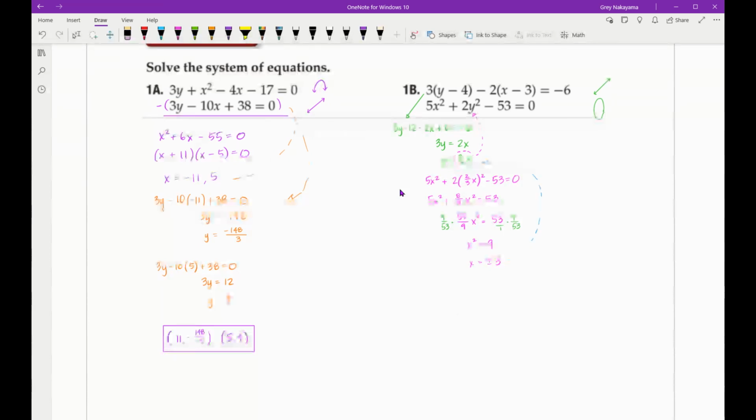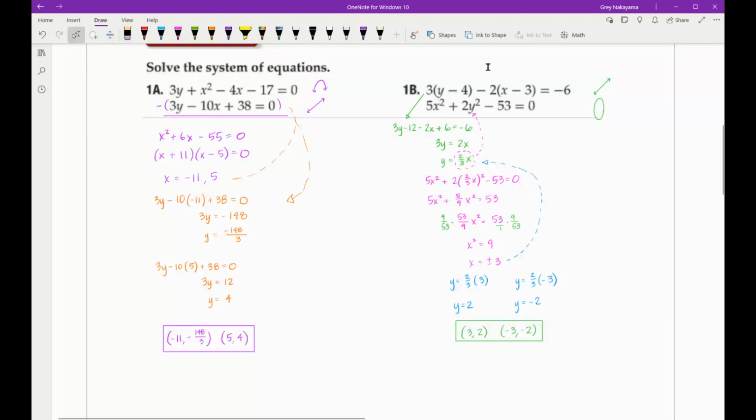So I'm plugging it in up there. And the first one I'm going to do is plug in positive 3. When I plug in positive 3, I'm going to find out that y equals 2. If I go plug in negative 3, I'm going to find out that y is negative 2. So that's going to give me 3, 2, and then negative 3, negative 2. And that's the answer to my solution. So both of these we just had 2, which kind of makes sense when you look at our graphs. All right, so that was quadratic and linear.